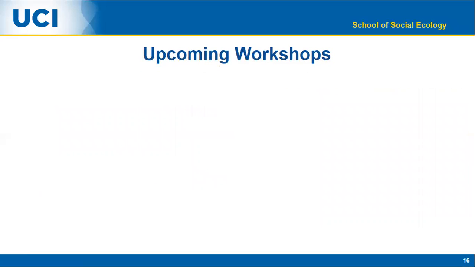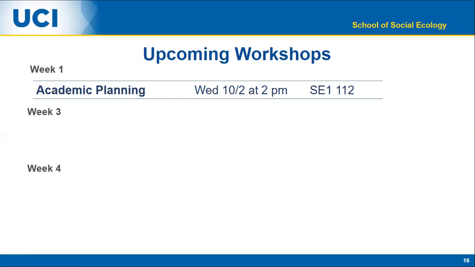So we're not able to meet with all of you one-on-one, but we do have workshops during the fall quarter and the entire year. So week 1, we have an academic planning workshop where we can help you understand what you need to do in order to graduate and how to figure out what classes you need to take to graduate.